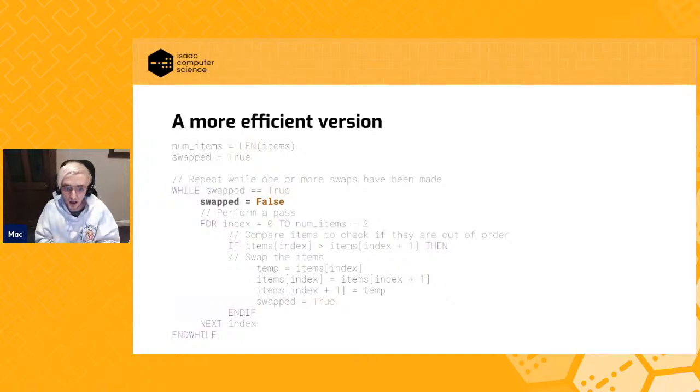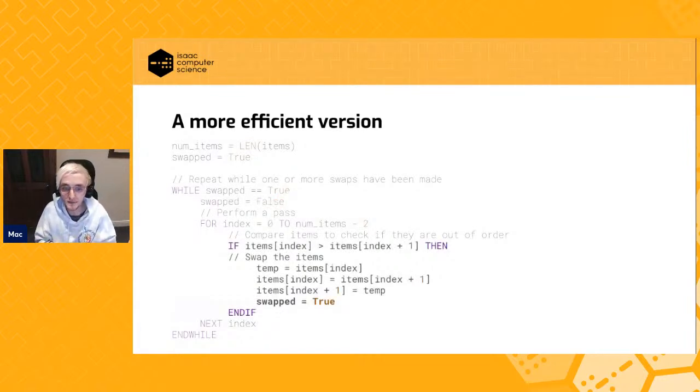At the start of a pass, we're going to set swapped to false. So at the start, we haven't done any swaps yet. So we're just going to say swapped is false for now. Then as we go through, if we have to do a swap, if this if statement runs, we're going to set that swapped variable back to true, which will mean that our while loop will keep going.